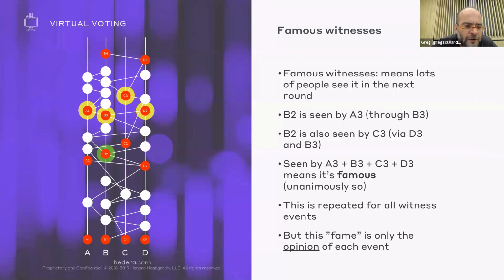Now remember, every node is doing this in its own bubble. It's received all those events, it's built this graph, and it's now calculating consensus independently of the others. They all come to the same conclusion, and that's what we call virtual voting. So B2 is a famous witness. It's seen by all of the witnesses in round 3. This is a unanimous yes, because that's how this particular picture looks. But the idea is that a majority needs to see the event, not necessarily a unanimous majority.